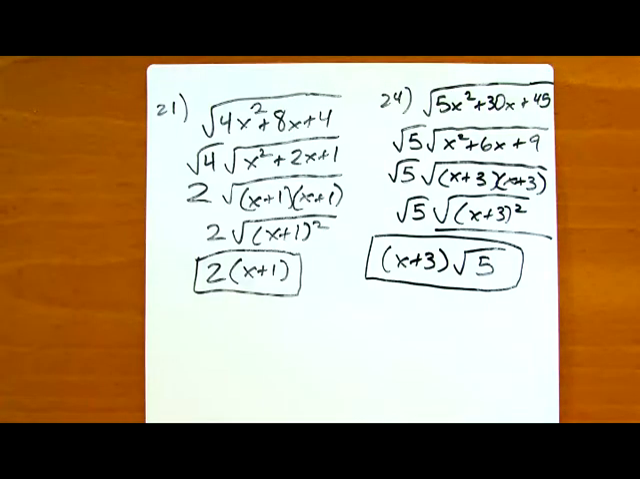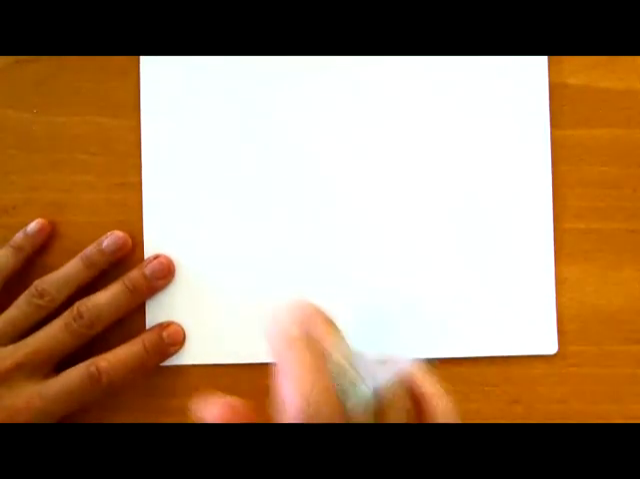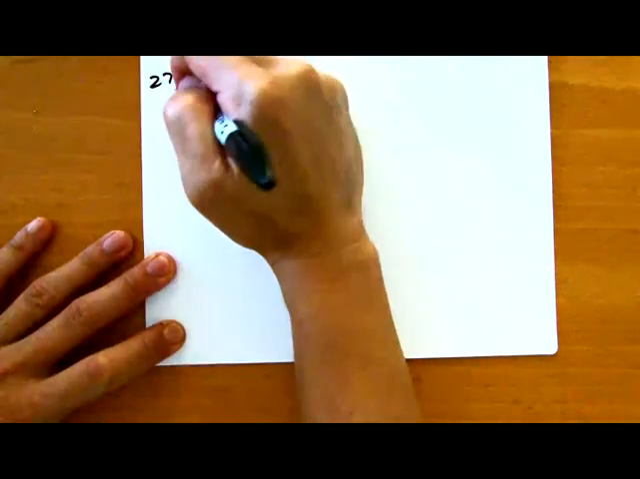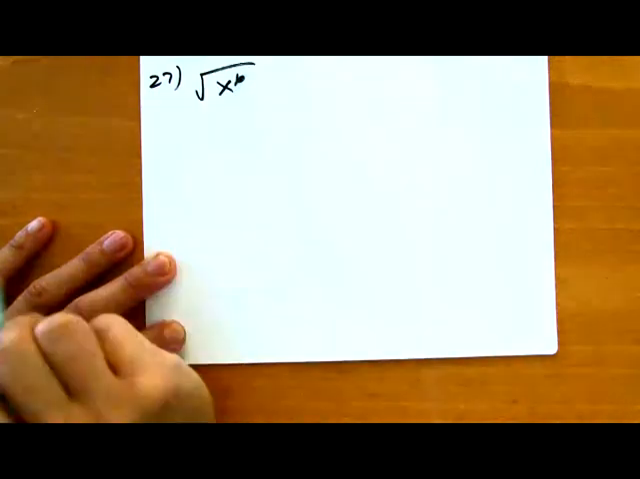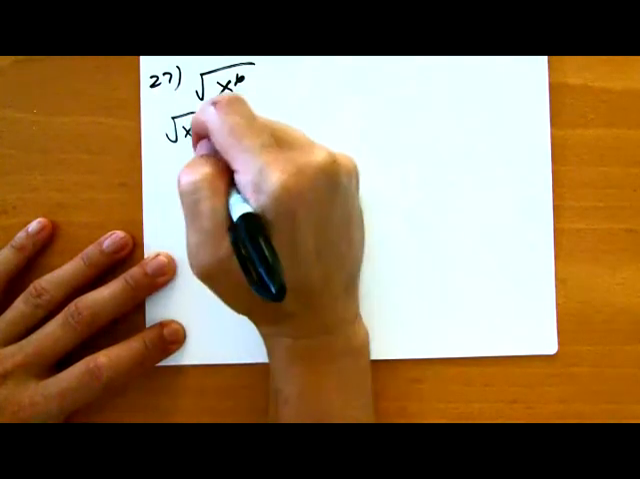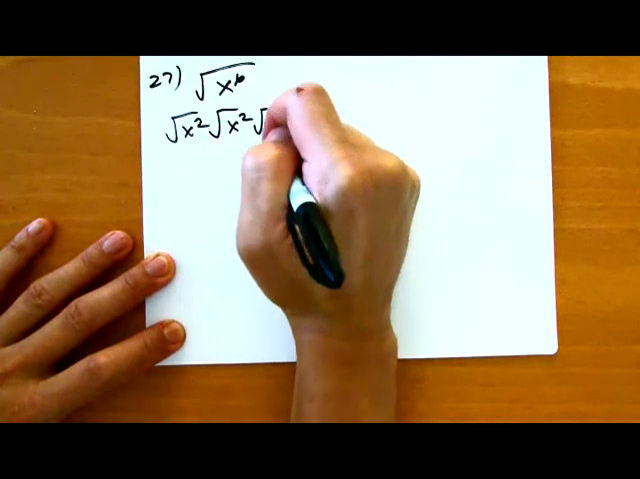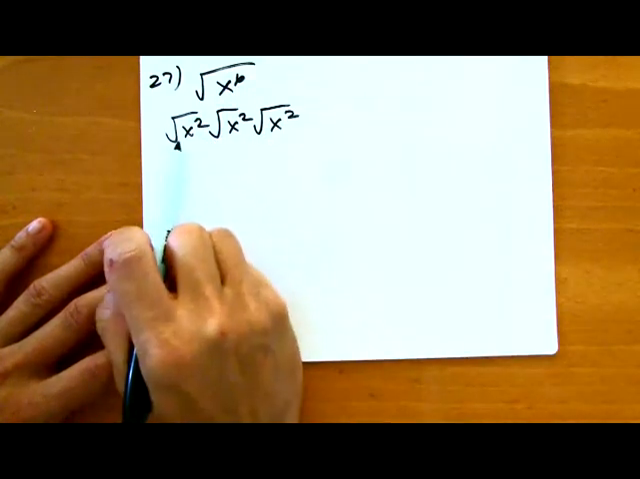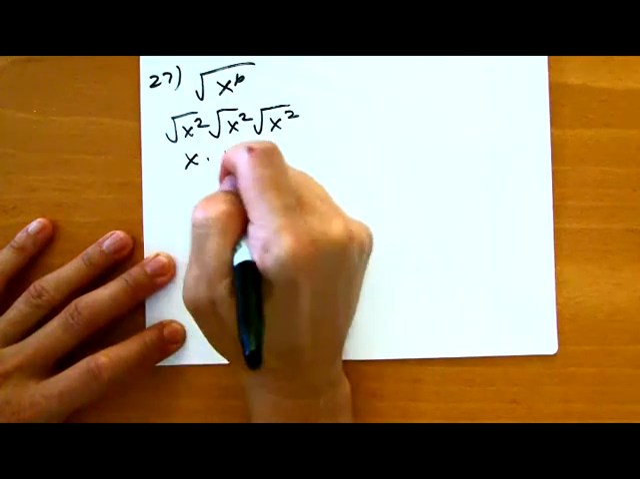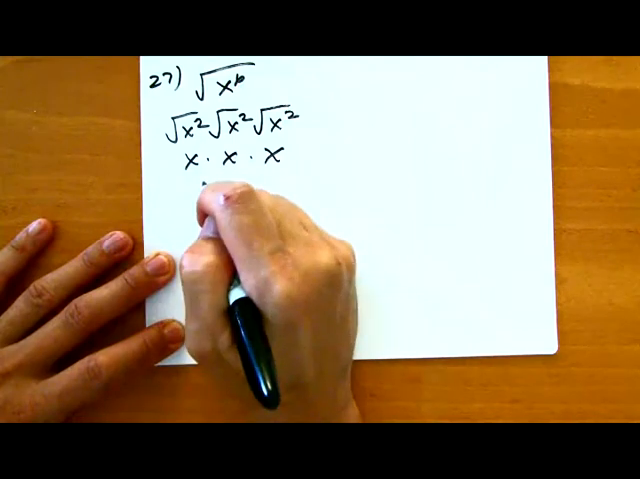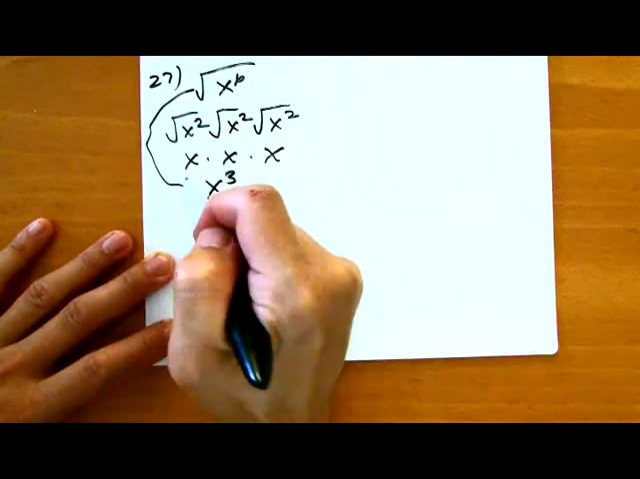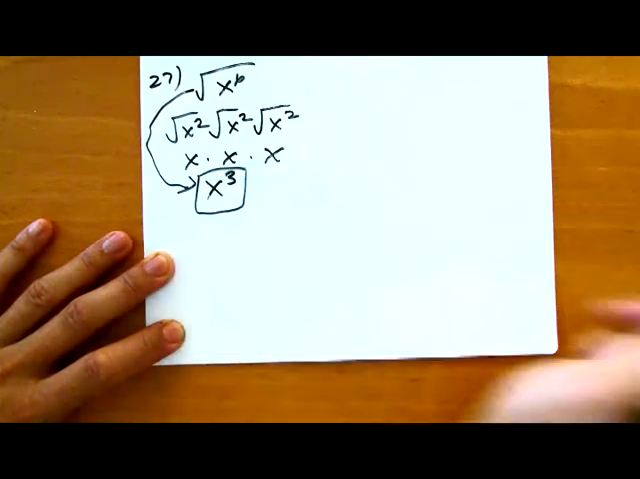Number 27. If I split this up, that's x squared times x squared times x squared. X to the 6. This is x, this is x, this is x. So our answer is x to the 3rd. We could have gone straight from here to here. There is a shortcut.